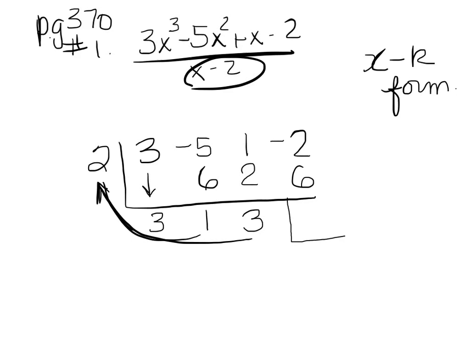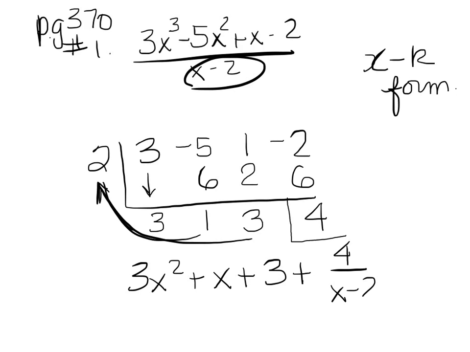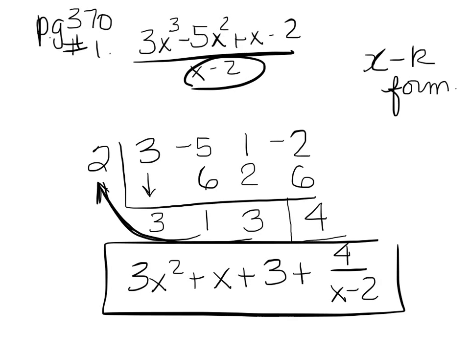I'm going to box this off because the last column is always the remainder. When I add that, I get a 4. So my remainder is 4. Now the thing about synthetic is I just have numbers, which I need to put my x's back in for the answer. 3x squared plus x plus 3 plus the remainder 4 over x minus 2. And there's my answer. So good luck with the rest of the problems.